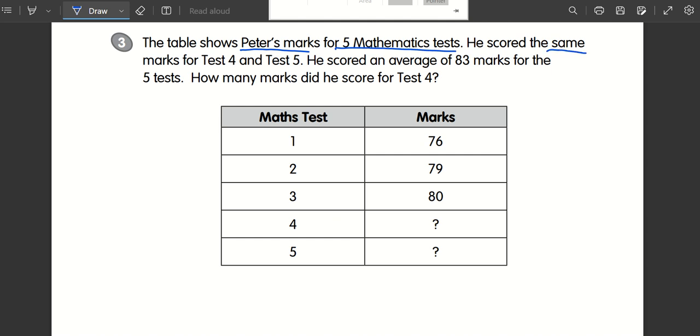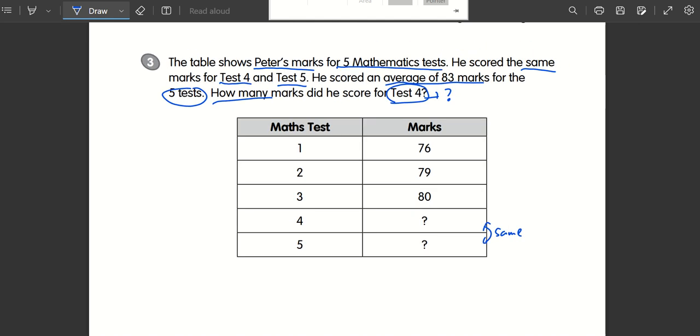He scored the same for test 4 and test 5. So these two are supposed to be the same. Okay, and then he's got an average of 83 marks for the 5 tests. How many marks did he score for test number 4? So this is the one that you need to find.